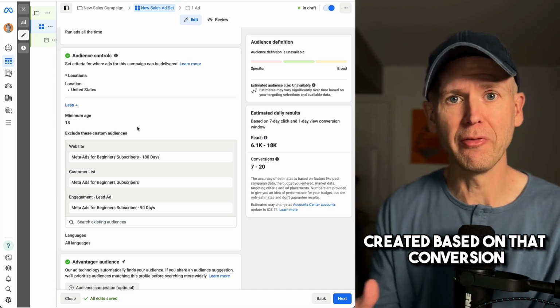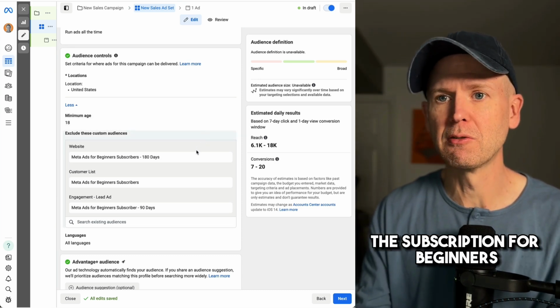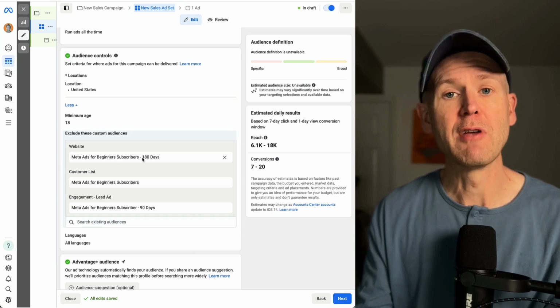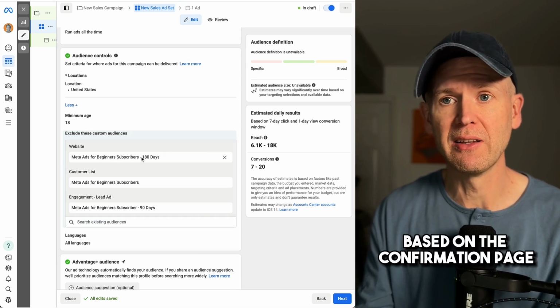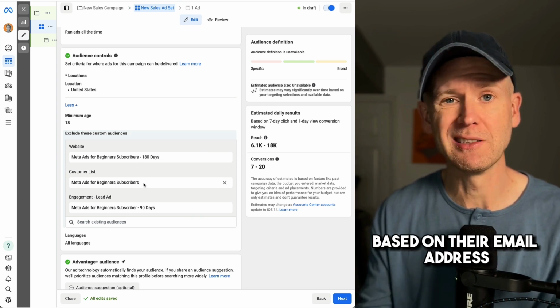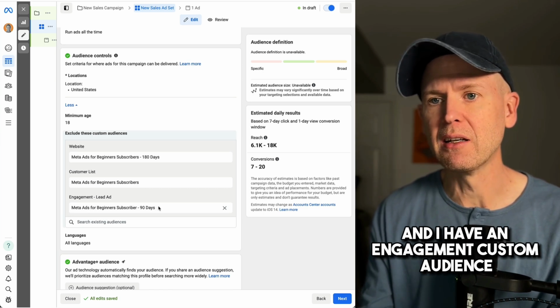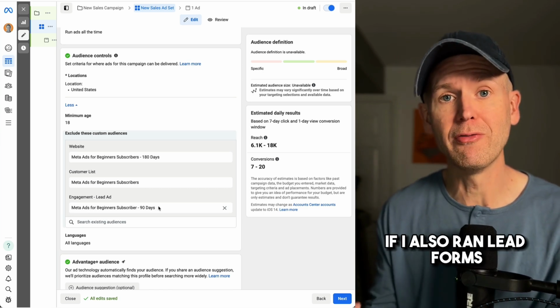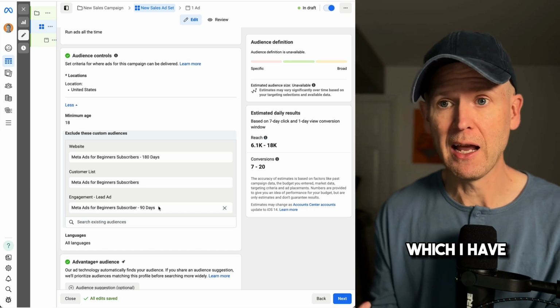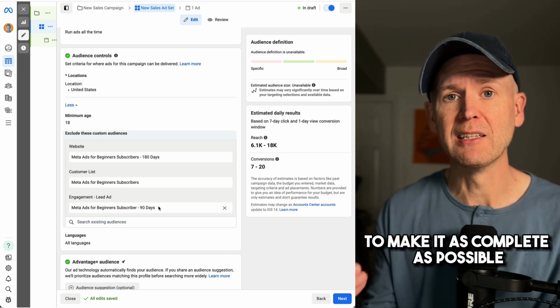based on that conversion. So an example would be if I'm promoting the subscription for beginners, I've got a website custom audience based on the confirmation page. I have a customer list custom audience based on their email address and contact information. And I have an engagement custom audience if I also ran lead forms to promote that as well, which I have. So there's 3 different ways to make it as complete as possible.